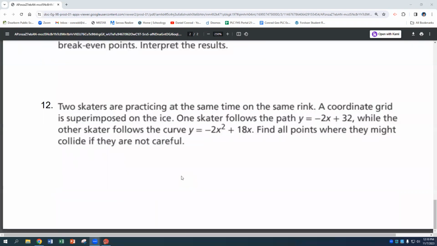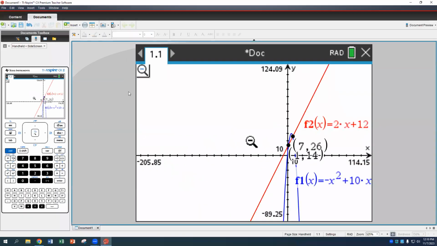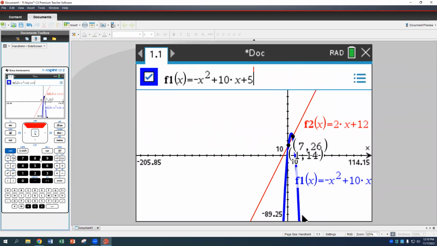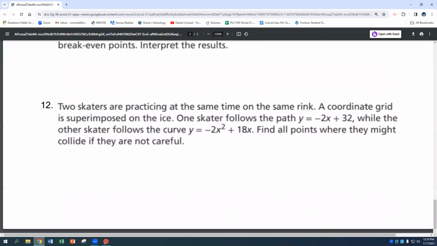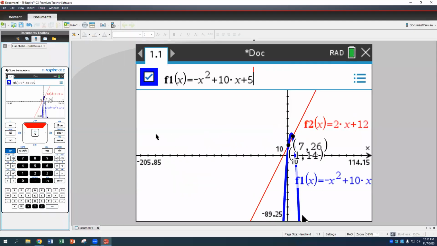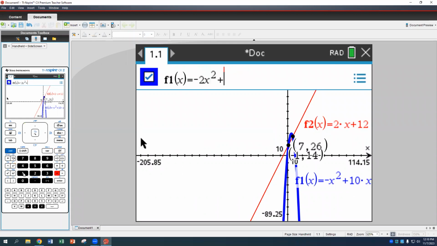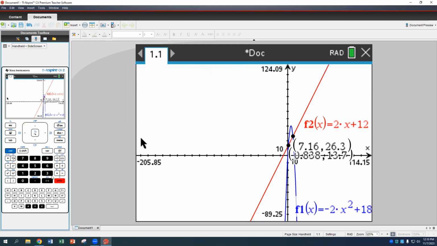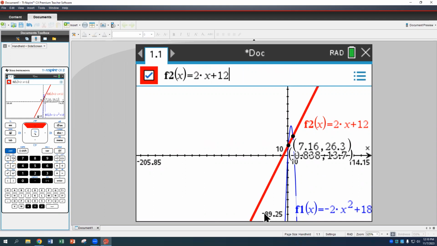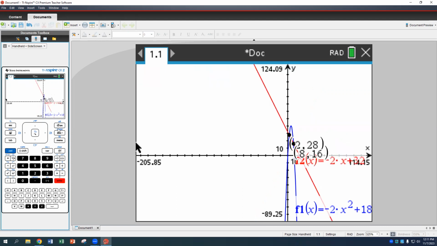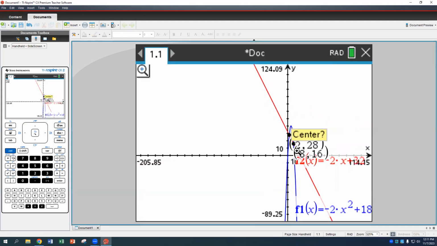All right, the last one here, again, we're just going to graph and find the points where they collide. So let's put these equations in really quick. Okay, negative 2x squared plus 18x. Right, and then tab, the second one, is going to be negative 2x plus 32. Okay, I'm going to zoom in so I can see it better.